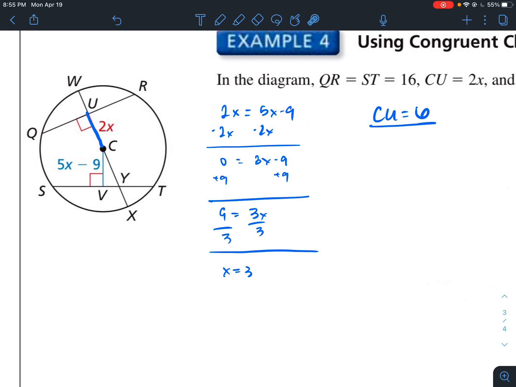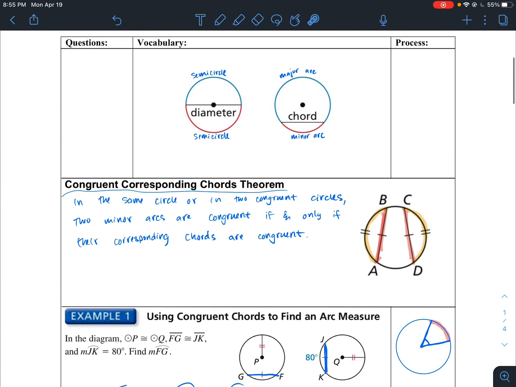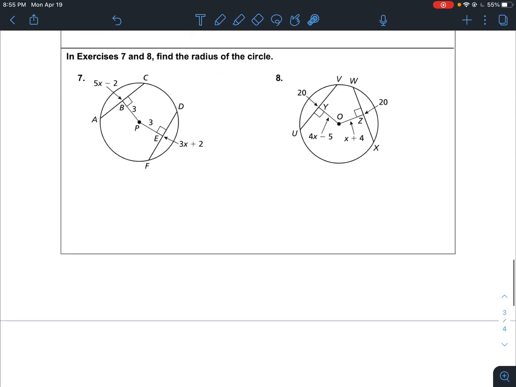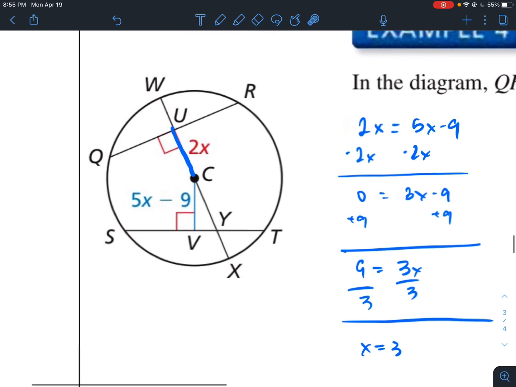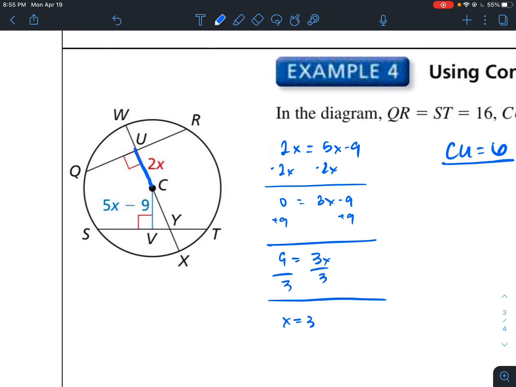Now, because it's perpendicular, from the perpendicular chord bisector theorem, that means that this chord is bisected, meaning that it's cut into two equal halves. And it's given to us that this length right here is 16. So that must mean that this side length has to be 8 and this has to be 8 as well.